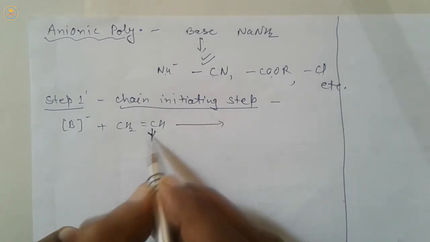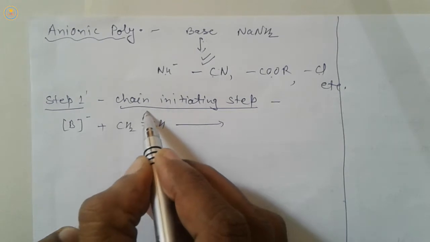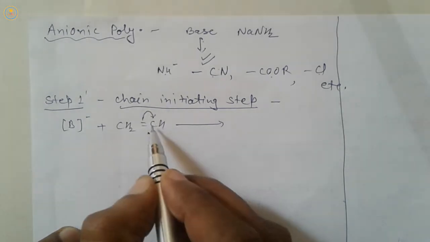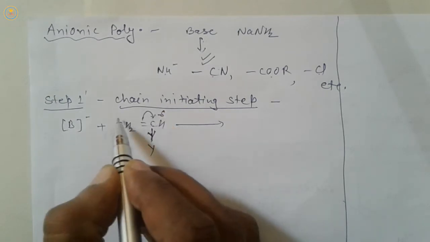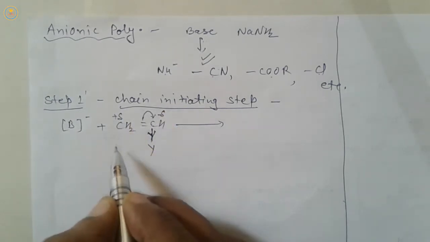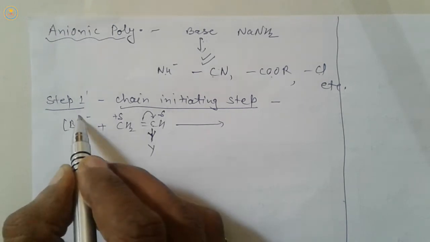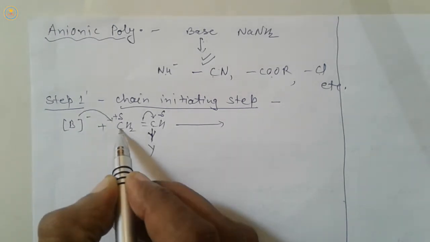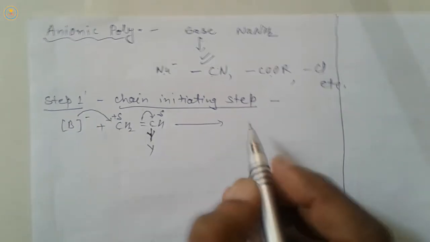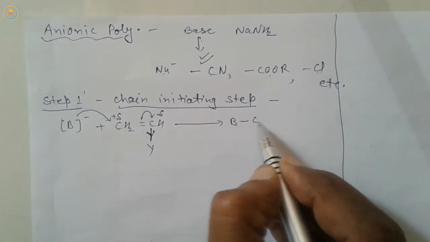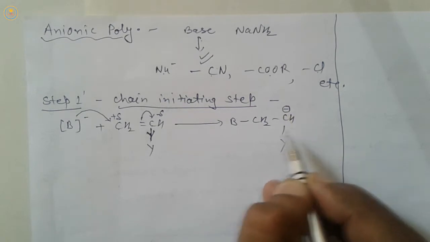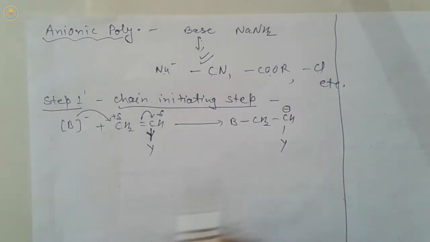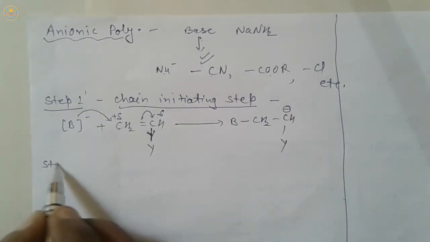So the pi bond's electrons move towards that carbon, so it has partial negative charge and the other has partial positive charge. So the nucleophile attacks that carbon and after reaction a carbanion is formed. Now next step second.